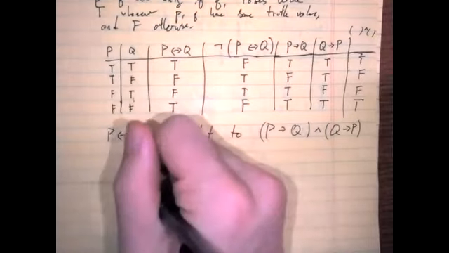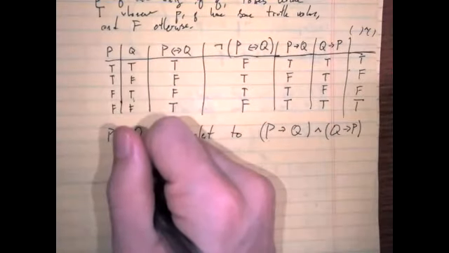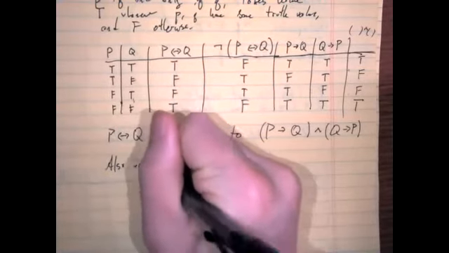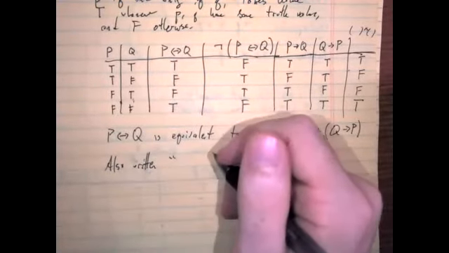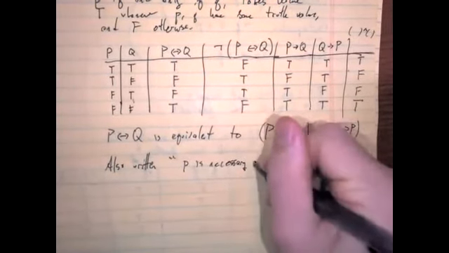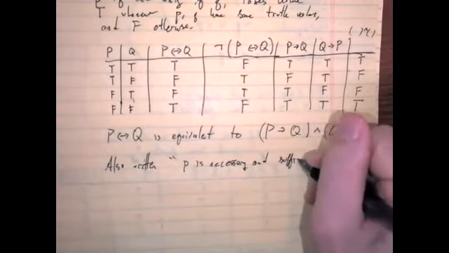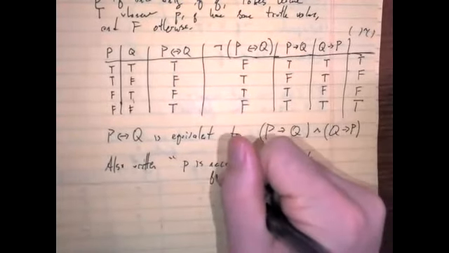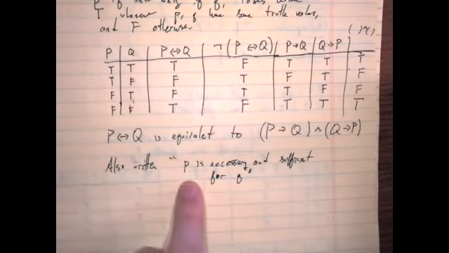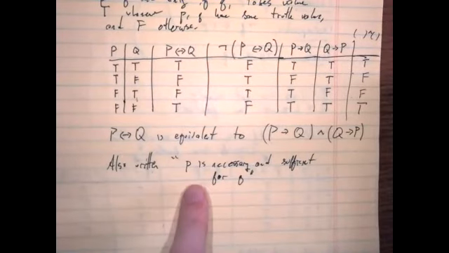Let's say some other ways to write this. Also written as P is necessary and sufficient for Q. Notice that this construction is using kind of two of our previous constructions, because P is sufficient for Q is one of the implications, and P is necessary for Q is the other implication.